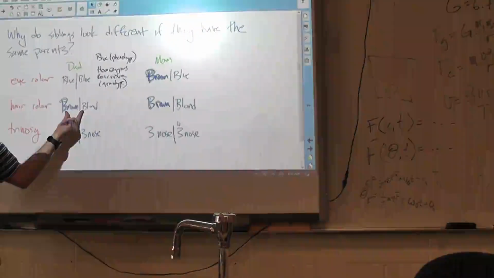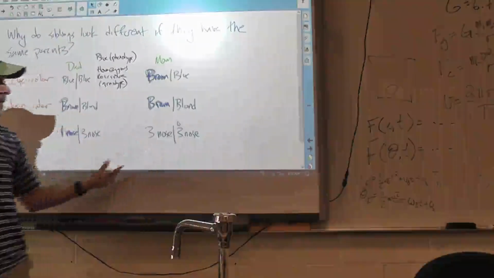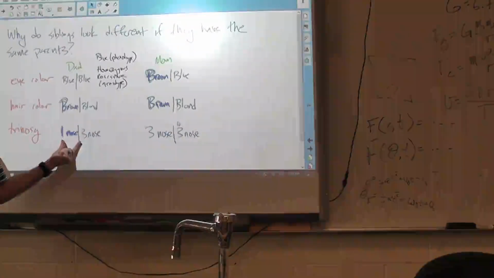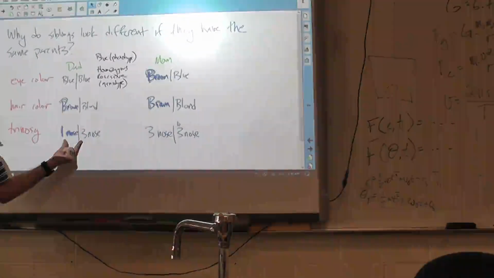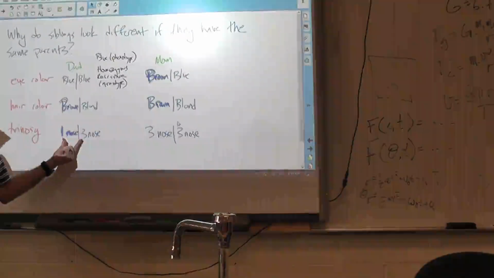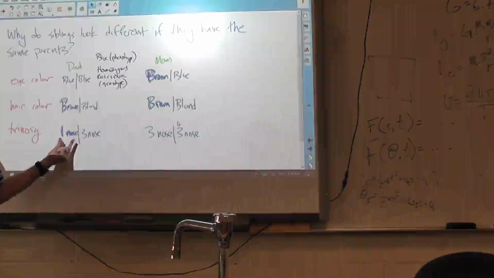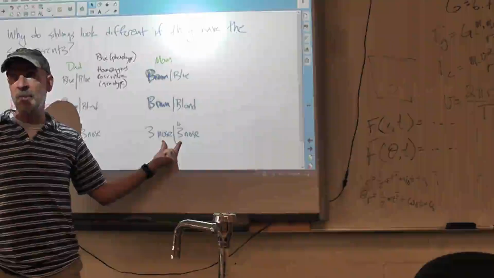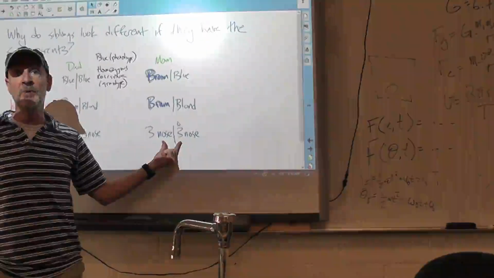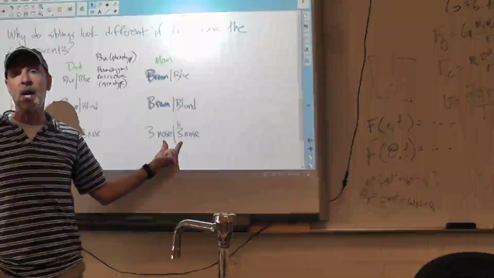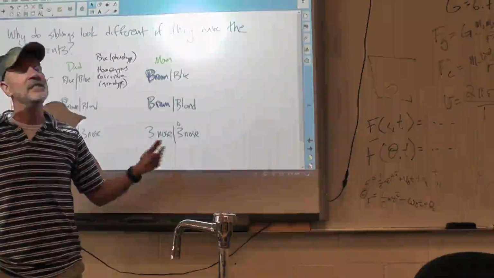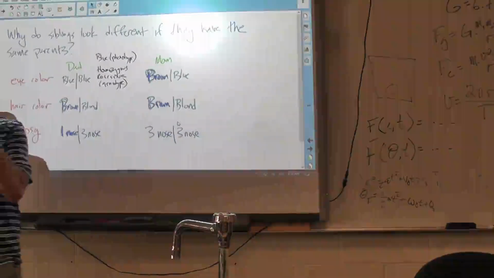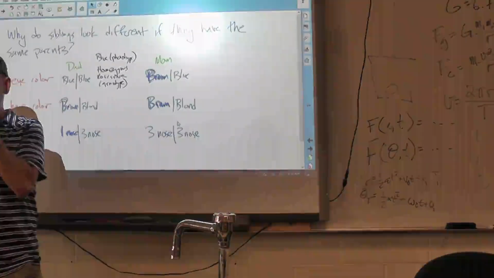Its phenotype, brown hair. Same with mom. Dad's genotype for trinosy is heterozygous. His phenotype would be single-nosed. Mom's genotype for trinosy is homozygous recessive. She would be trinosed. So she has 3 noses? She has 3 noses. And it specifies that they're not side by side.